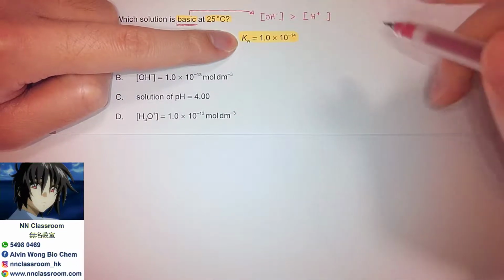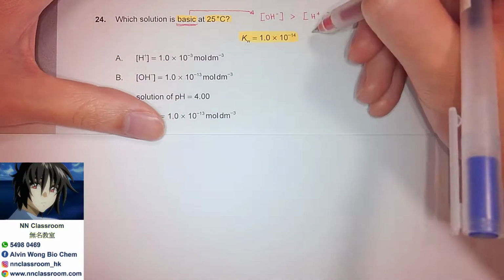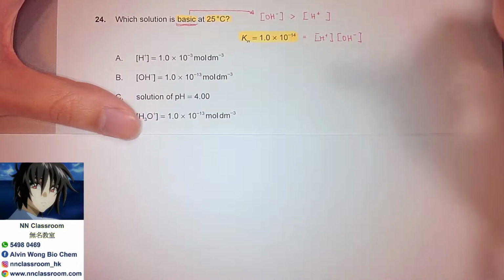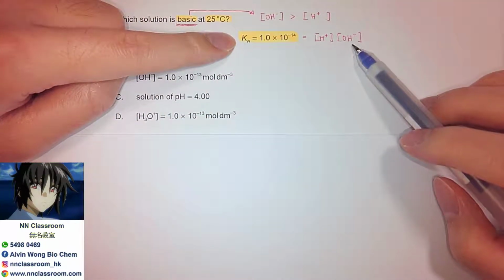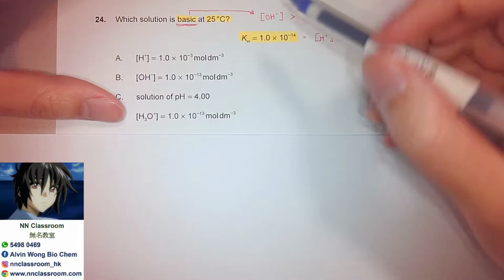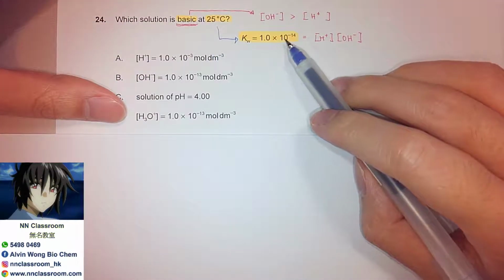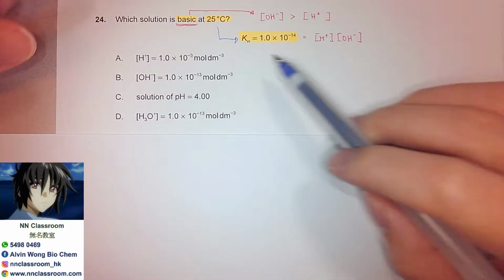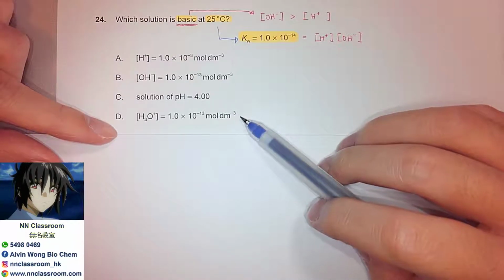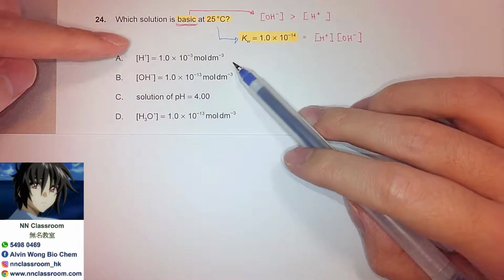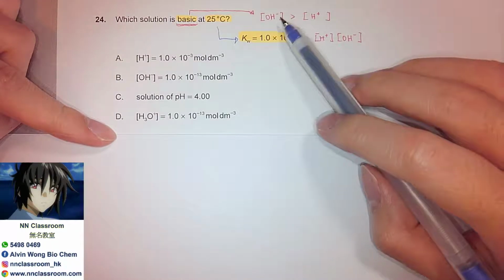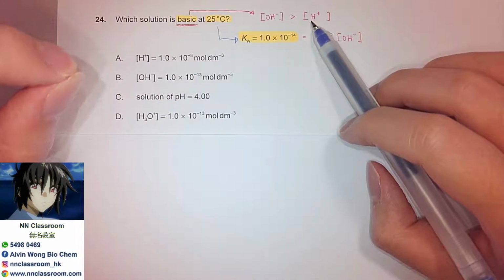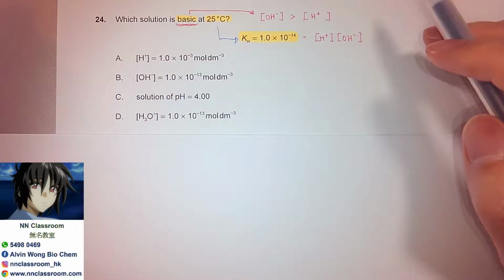And given Kw, we should notice that Kw implies the proton concentration times the hydroxide concentration, according to the definition of the ionic product of water, Kw. And this number at room temperature is 1 times 10 to the power minus 14. So for this question, the idea is to work out the concentration of hydroxide and proton and see which one fulfills the situation where the hydroxide concentration is greater than the proton concentration. If that is the case, then I would expect that solution to be basic.